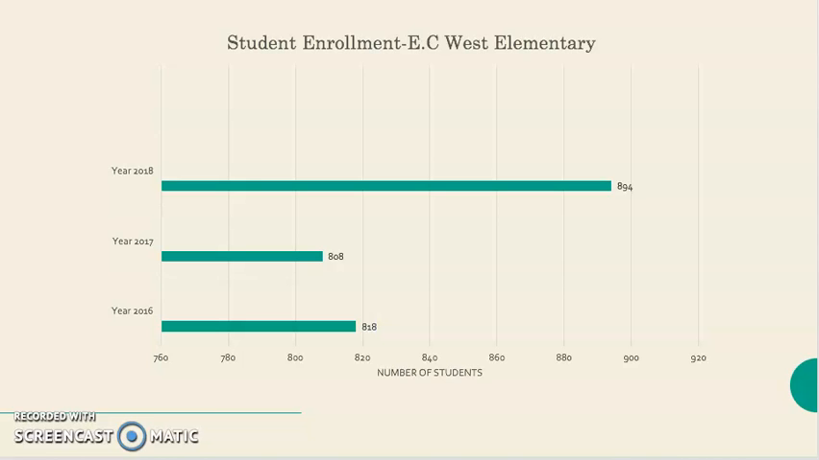The first graph shows student enrollment at EC West Elementary School. Over the past 3 years, we have had a slow increase of enrollment at EC West. We had a major increase from 2017 to 2018. We have always been a smaller school, but we are slowly starting to increase in size as the years progress.